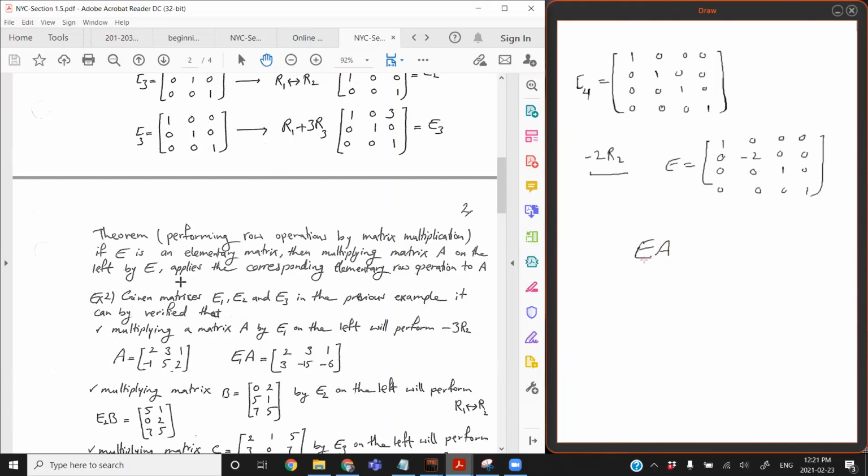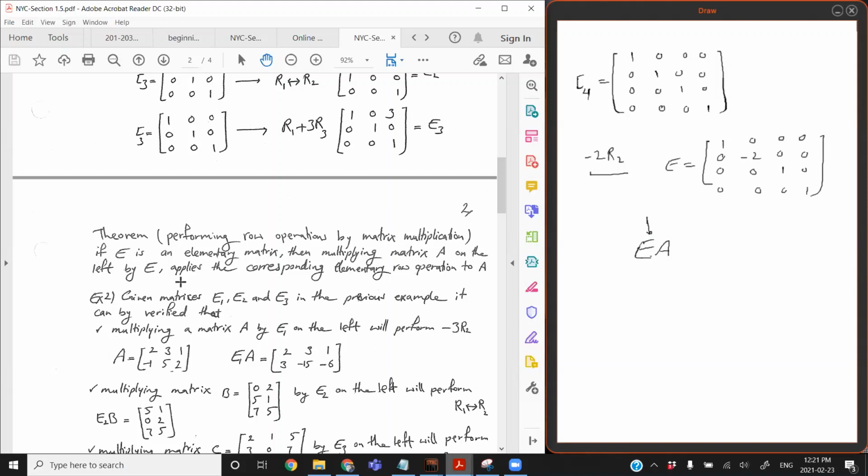So by multiplying E and A in this order, I'm actually applying a row operation on A. Which row operation? The corresponding row operation that was used to obtain E from the identity. So is it clear, the theorem? Could you repeat that, please?